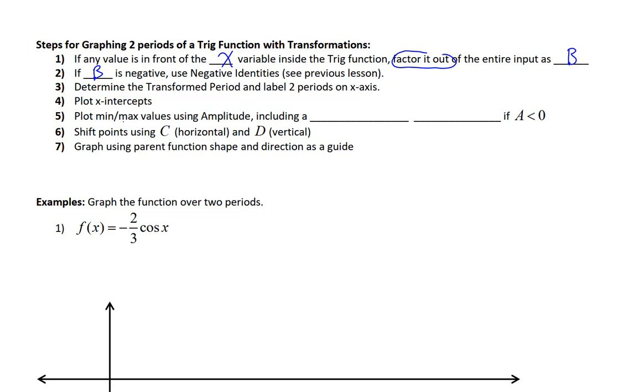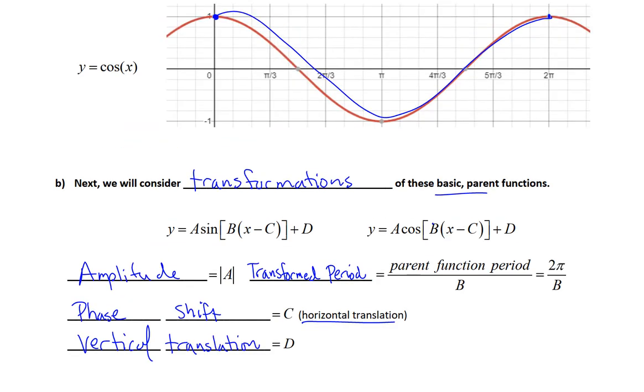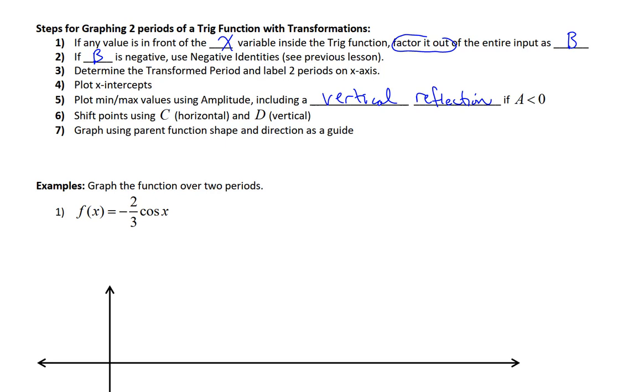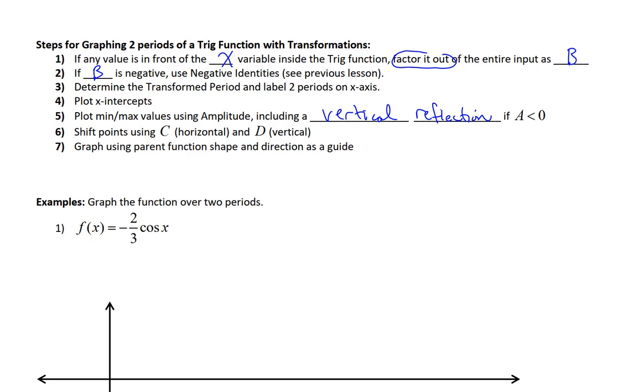Fifthly, we'll plot the min or max values using the amplitude, including any vertical reflection if a is negative. So remember, a was this leading coefficient variable out in the front of the sine or cosine for the transformation formula. And if that value is negative, of course, that would result in a vertical reflection, as we'll see.